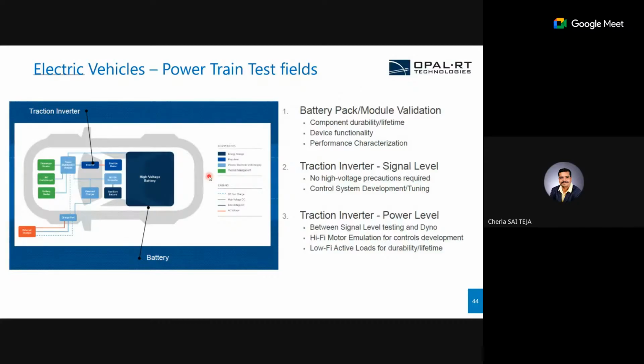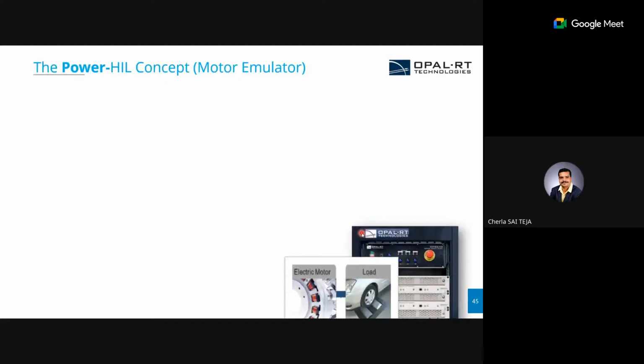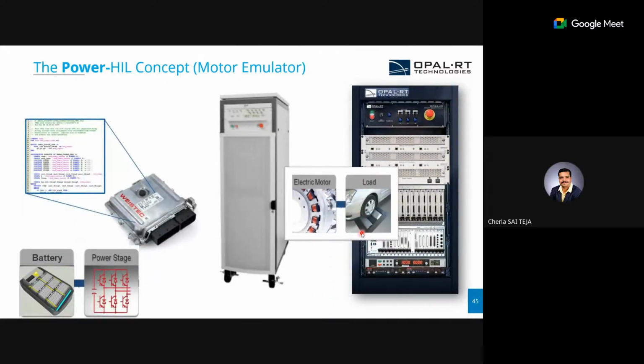So, as I told, with the PHIL application for an electric vehicle, the power hardware-in-the-loop, one can test their traction inverter. The traction inverter is a component. In this PHIL, we will test this traction inverter at power level. There will be a high-fidelity motor emulation available in order to validate the functionality of the traction inverter at power level. So the overall concept is that we'll have a motor emulator.